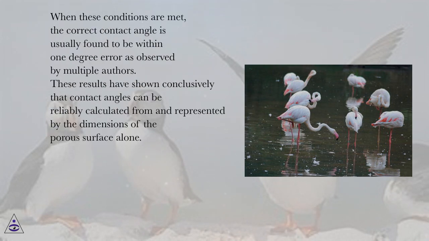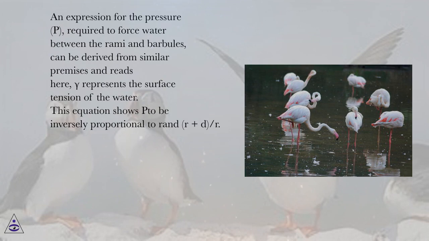When these conditions are met, the correct contact angle is usually found to be within 1 degree error as observed by multiple authors. These results have shown conclusively that contact angles can be reliably calculated from and represented by the dimensions of the porous surface alone. An expression for the pressure, P, required to force water between the rami and barbules can be derived from similar premises and reads as follows. Here, gamma represents the surface tension of the water.